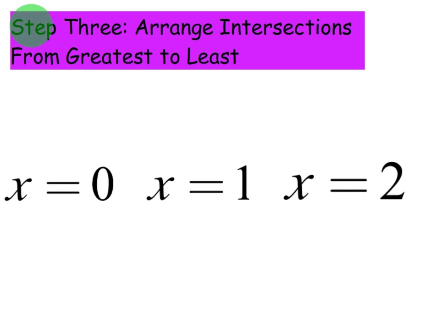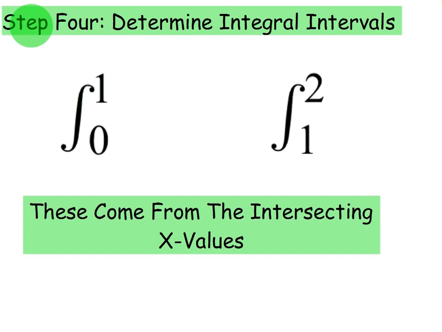Step 3, arrange the intersections from greatest to least. So here we go, 0, 1, and 2. Step 4, determine the integral interval. So if it goes from 0 to 1 and 1 to 2, we're going to have two integrals, from 0 to 1 and 1 to 2. These come from the intersecting x values.